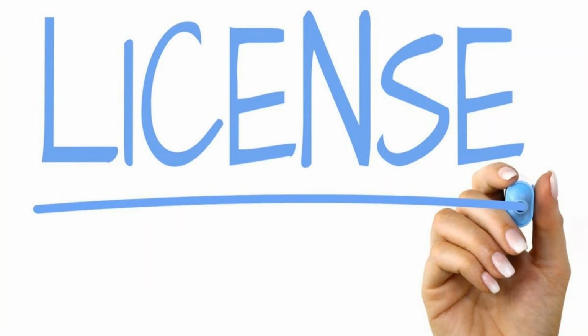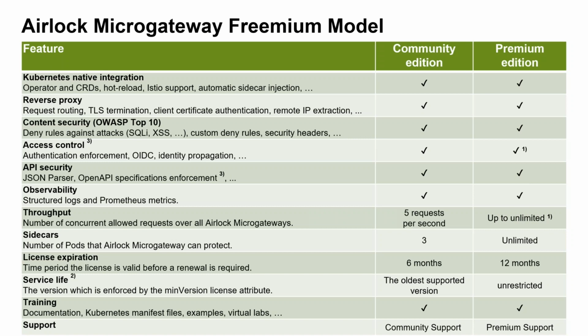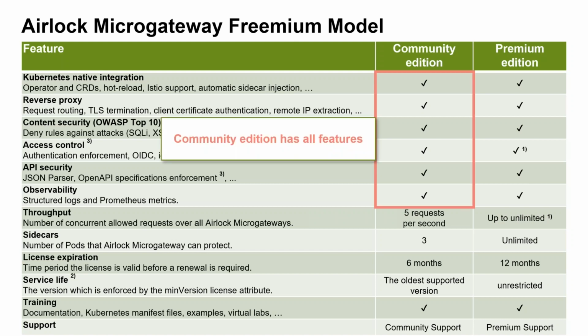Let's jump into licensing. This is a high-level overview of the features we have in Microgateway 4.0. You see that we still have the Community Edition, which can be used for free. In general, the Community Edition has all features. This is something we have changed from the previous Microgateway version.